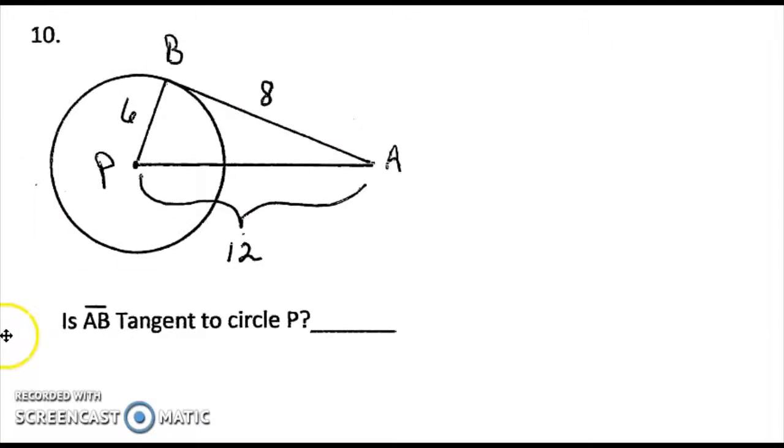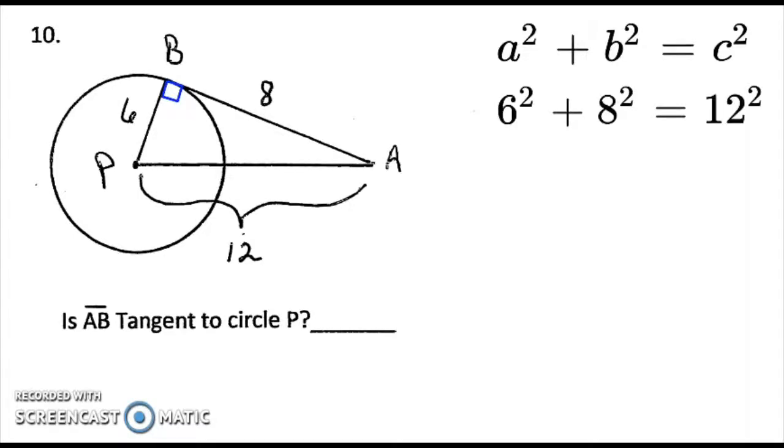Number 10, it says, is segment AB tangent to circle P? If this is tangent to this circle, then this has to be the point of tangency. And we know that the radius is perpendicular to the point of tangency right here. So this will have to be a right angle. So that means we will have to use the Pythagorean Theorem. So if this is the right angle, that makes 6 and 8 A and B, and PA is going to be C.